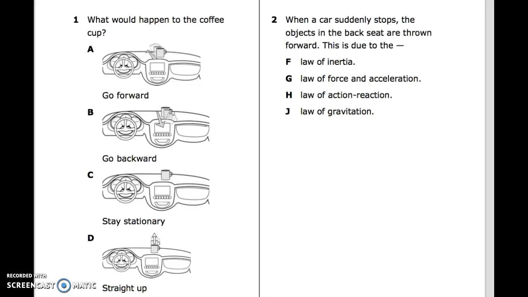Number 1. What would happen to the coffee cup? A. Go forward. B. Go backward. C. Stay stationary. D. Straight up.